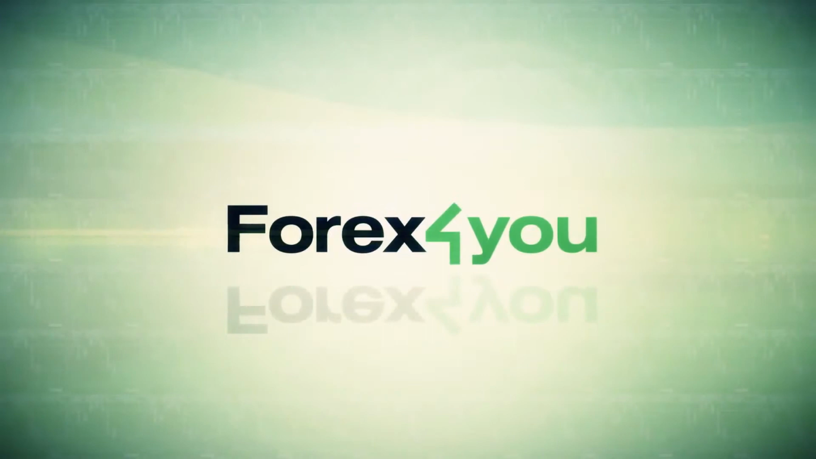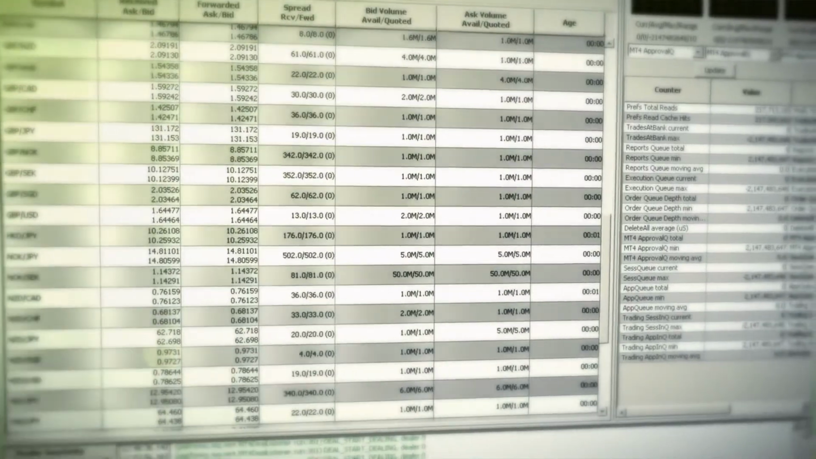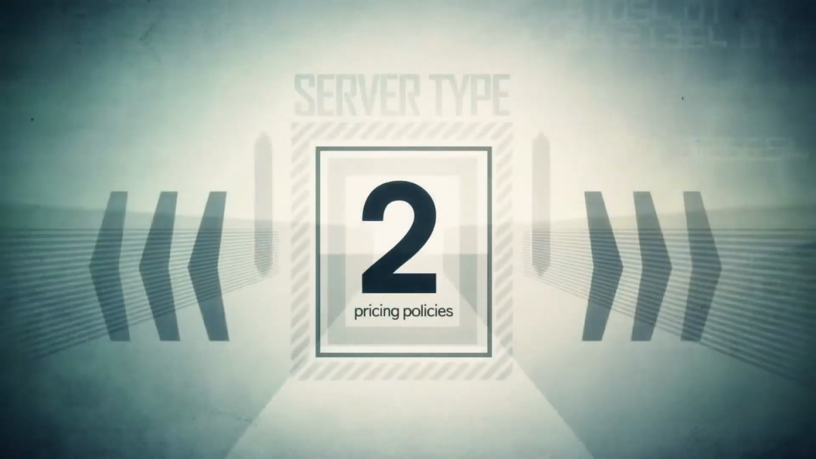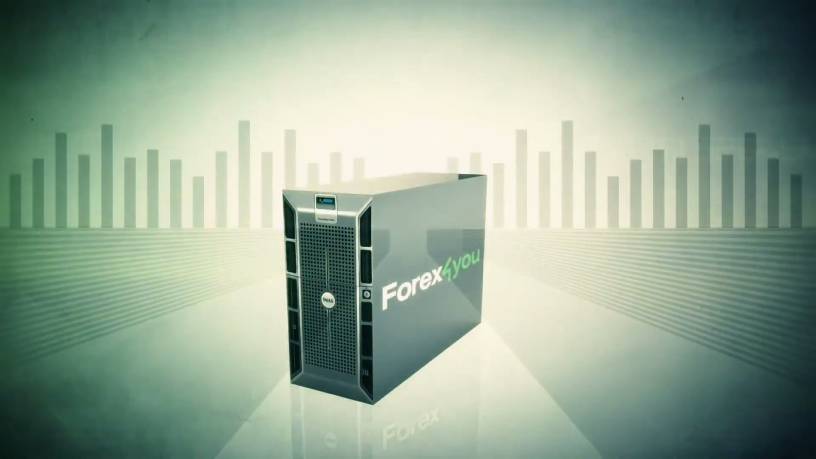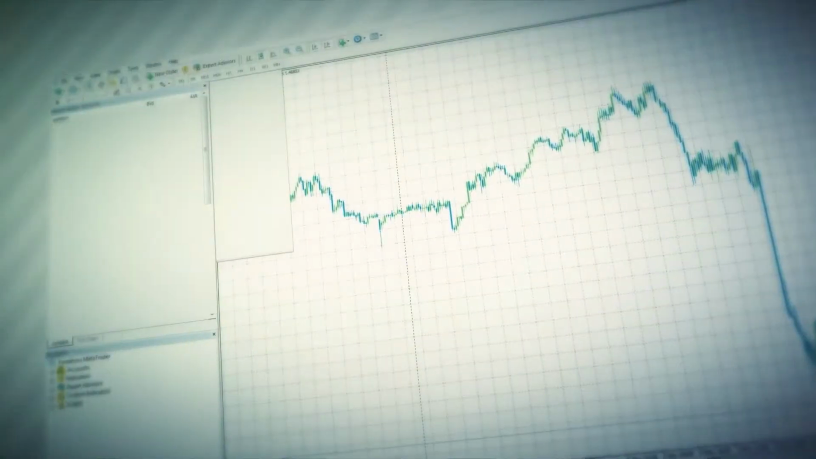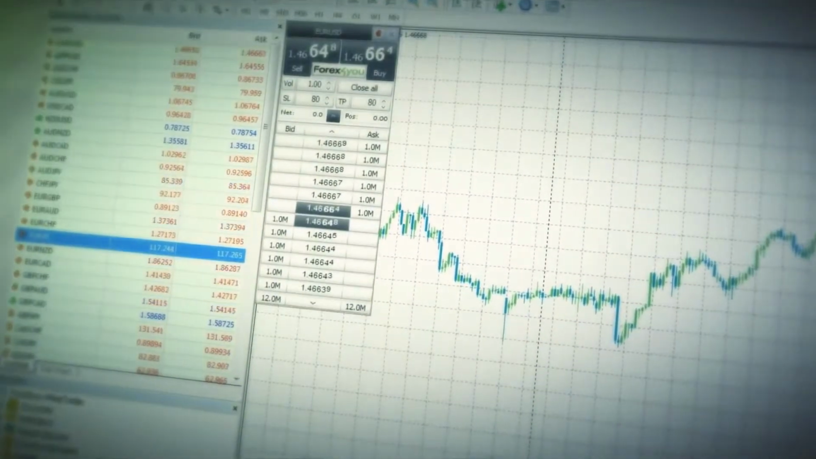We are glad to provide a brief overview of Forex for You's order execution system based on MetaTrader 4. Part 1. Data feeds. Quotes arrive in real time from liquidity providers using specialized software, a bridge. Part 2. Prices. 2 pricing policies are used. Depending on the server type, quotes are either rounded to the nearest point, pip, and then a fixed spread is applied, or original quotes from the liquidity providers are used, with variable spread that includes Forex for You's additional spread.